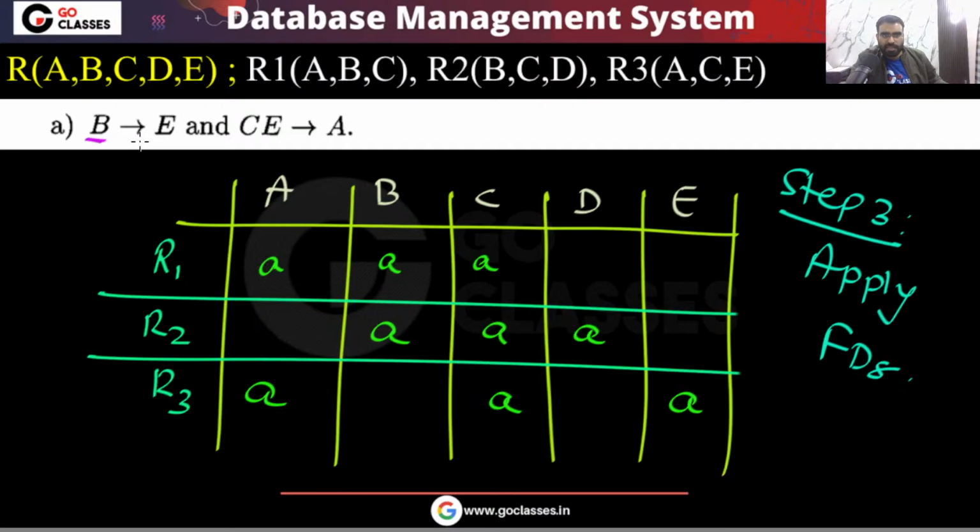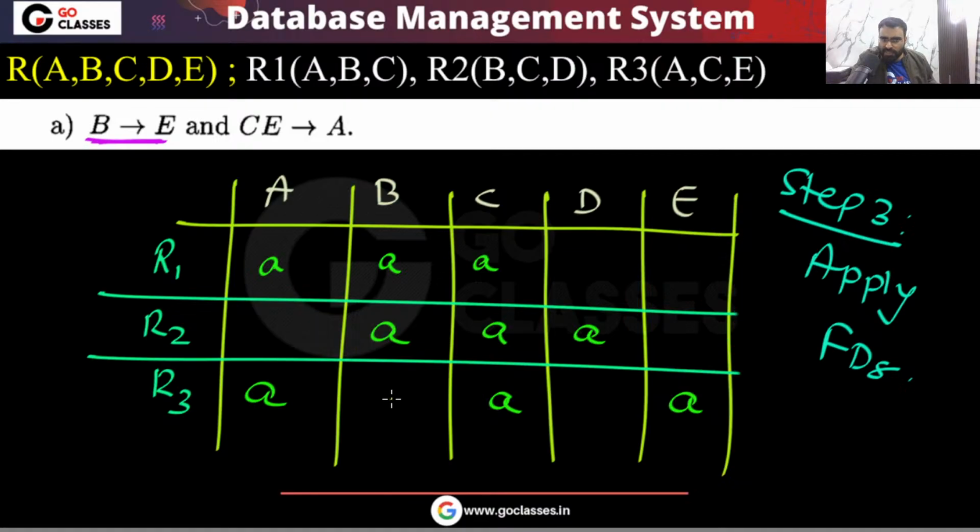Now let's see. B determining E. Let's apply this FD. First of all, what does this FD mean? This means that if two tuples have the same B value, they must have the same E value. You can easily see that. Look at these two tuples. They have the same B value. So they must have the same E value in these two tuples.